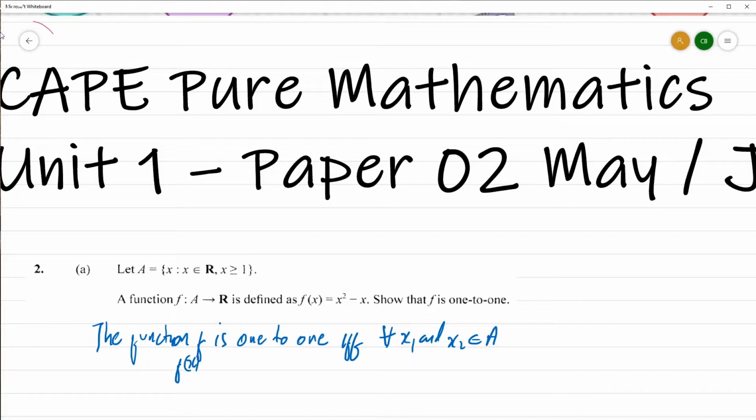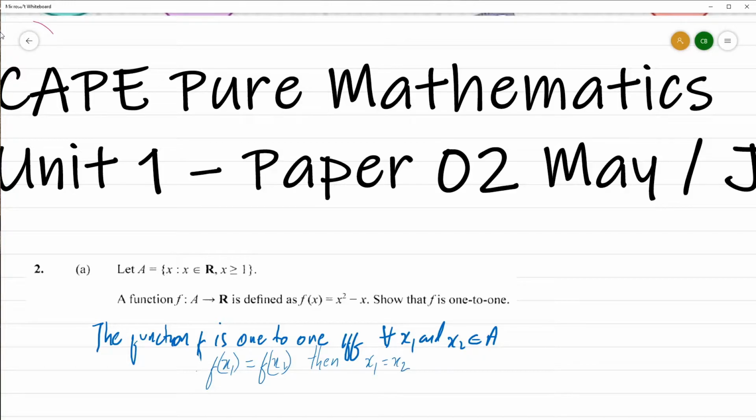f of x1 is equal to f of x2, then x1 is equal to x2.